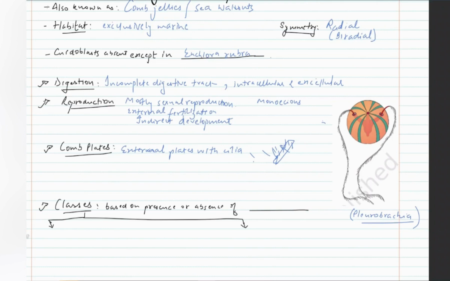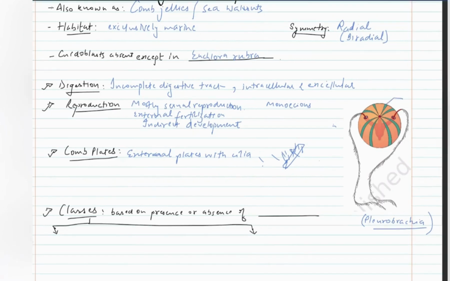Now in this diagram, which represents Pleurobrachia, which is a ctenophore, you can see these green colored structures. These green colored structures are comb plates. These comb plates are used for locomotion, and since these animals are exclusively marine, locomotion means swimming. So comb plates are present and are used for swimming.